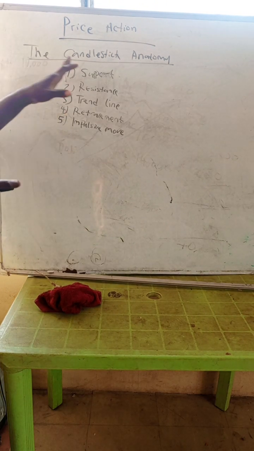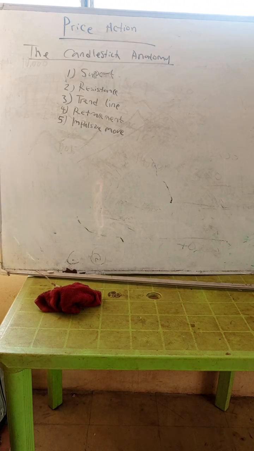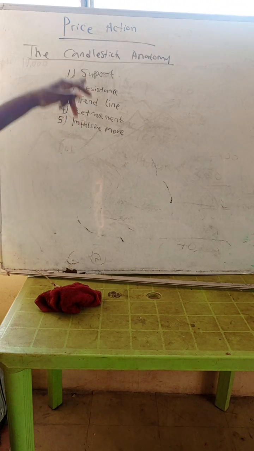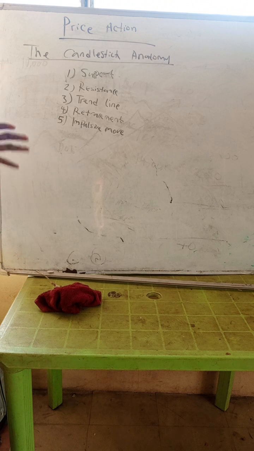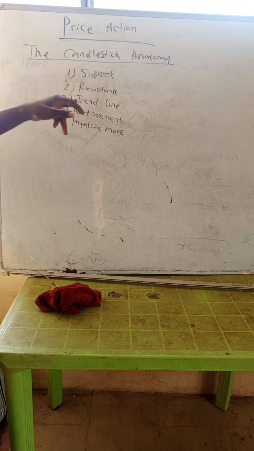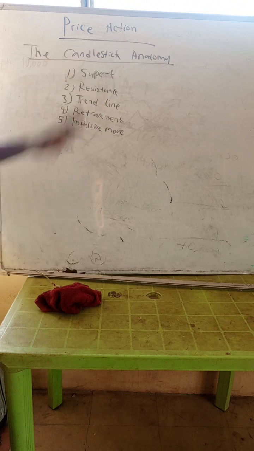Okay, we have five keywords that you need to know first. Write it down. We have support, we have resistance, we have trend line, we have retracement, and we have impulsive move. I'm going to explain these because without them you cannot understand what I want to teach you in the next section of our learning. So you have to understand this first. This has to be in your mind, so that even as we proceed, you know what we are all saying.